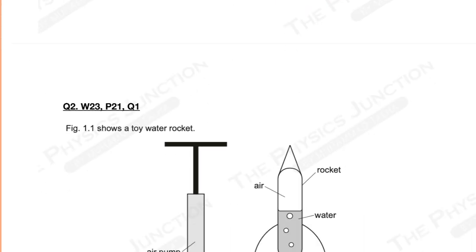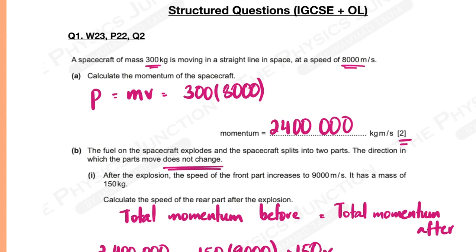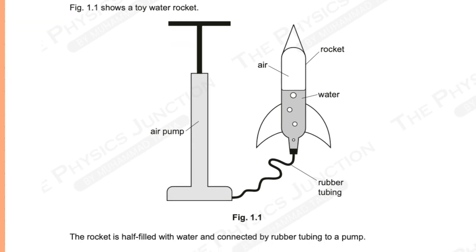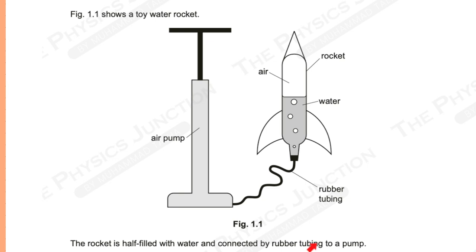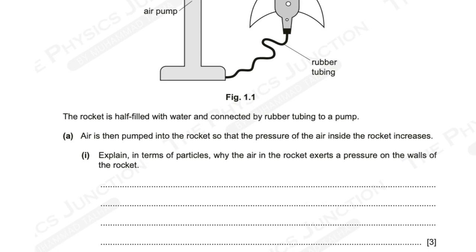Going on, question number 2, this is its reference, another Winter 23 paper. Both of these were Winter 23, just different variants. 1.1 shows a toy water rocket. Rocket is half filled with water and connected by rubber tubing to a pump. Air is pumped into the rocket so that the pressure of the air inside the rocket increases. Explain in terms of particles why the air in the rocket exerts a pressure on the walls of the rocket.